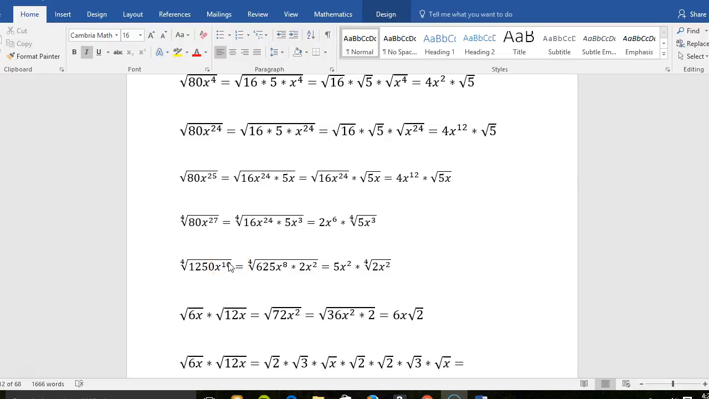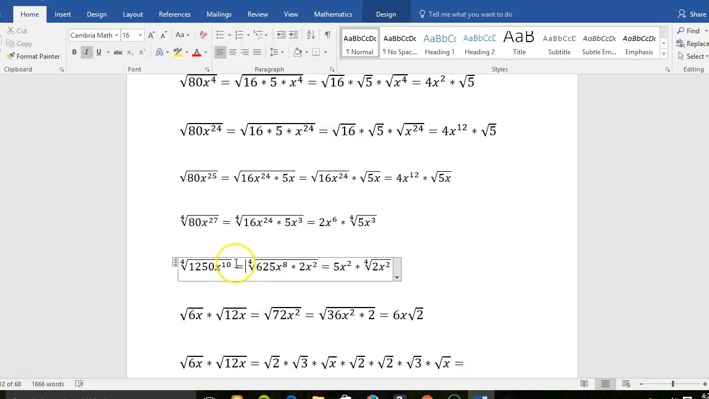Hello again. Let's look at this example. The fourth root of 1250 x to the 10th. Now we want the biggest power of 4 that will still be a factor of 1250, and that would be 625. So we get 625 x to the 8th, because now I want the biggest multiple of 4 that is less than 10, and that's 8.